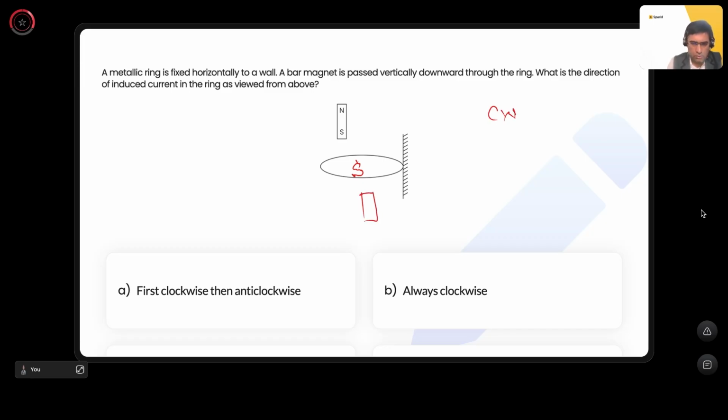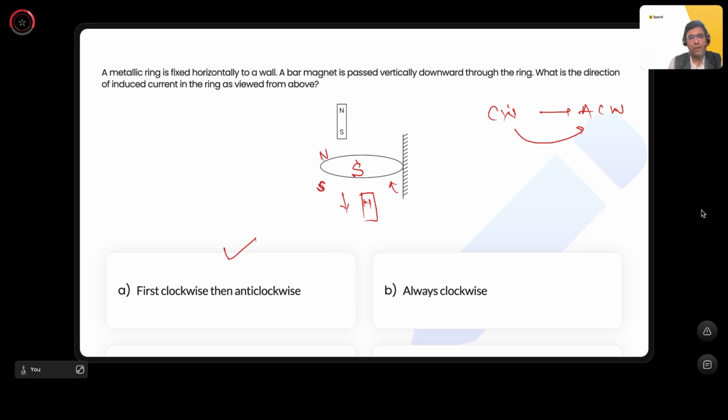When this thing passes through it, the north pole will be receding from it. So what will happen, the lower face will try to attract it. So the lower face will behave like a south pole, so the upper face will behave like a north pole. So then the current turns anti-clockwise. So first it will be clockwise, then anti-clockwise.